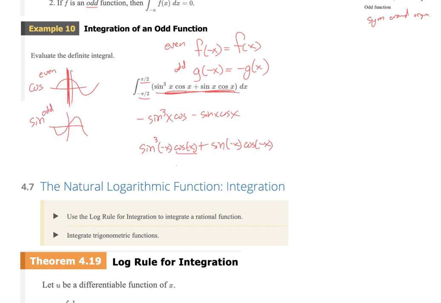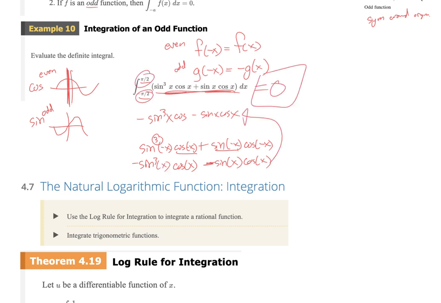So that means cosine of negative x is actually just equivalent to cosine of positive x, and sine of negative x becomes negative sine of x. And because we're cubed, that negative will come out. So yes, it's an odd function because it's going from the same constant. This equals 0. And that finishes our notes for section 4.6, integration by substitution.